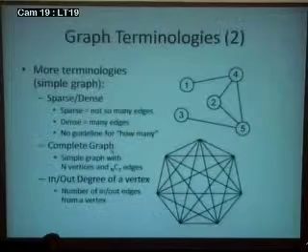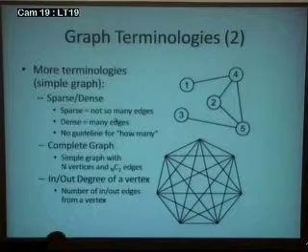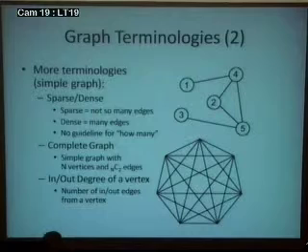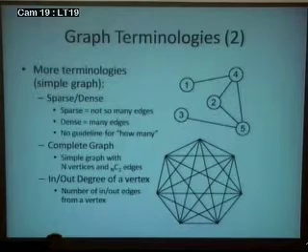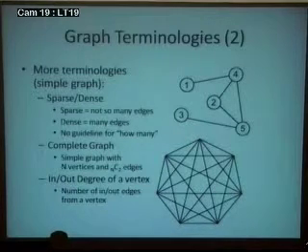Maybe. Alright, continue. So, more terminologies that you probably have seen or heard before on simple graphs. Sparse and dense. It is related to how many edges you have in your graph. Sparse means you don't have that many edges. Dense means you have many edges, but there is no guideline on how many edges you need before you can consider a graph dense, or how few for sparse. So it's not a fixed number, it's an ambiguous number.